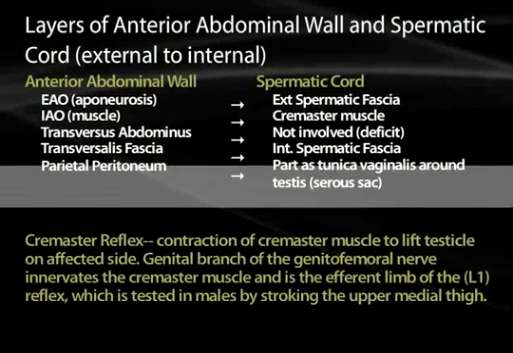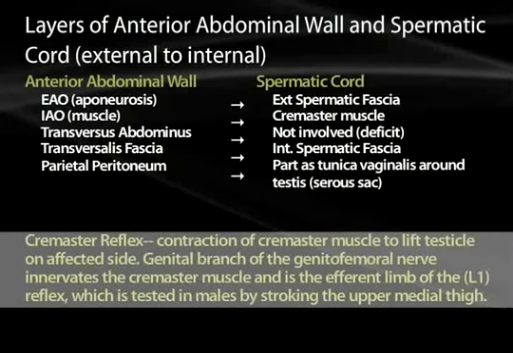The cremasteric reflex is going to be a contraction of the cremaster muscle, which is again a component of the internal abdominal oblique muscle, that will cause the testicle to elevate on the stimulated side. And it's the genital branch of the genitofemoral nerve that innervates the cremaster muscle, and this is an L1 reflex.